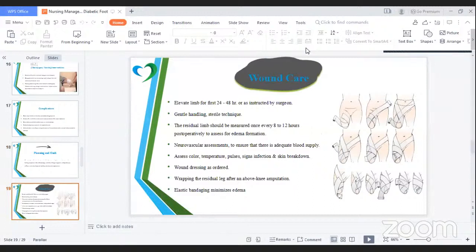For wound care, first elevate the amputated limb for 24 to 48 hours as per the surgeon's instruction. Gently handle the amputated limb with a sterile technique. The residual limb should be measured every 8 hours, from 8 to 12 hours postoperatively, for any edema. Do a neurovascular assessment: temperature, skin color, and pulse, and check for signs of infection or any skin breakdown at the wound site. Change the wound dressing as ordered by the doctor. Wrap the residual leg after an above-knee amputation with an elastic bandage to minimize edema.